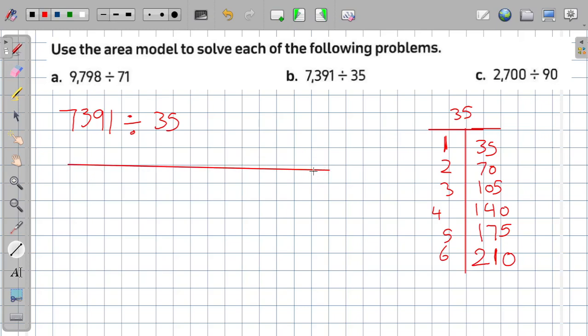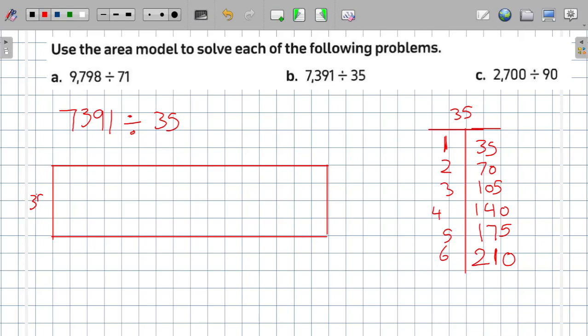Okay, so let's make our model like this. This is the first side, this is the second side, this is the third side, and this is the fourth side. So for the first step, I will write our divisor here. I have 35, and I will write the dividend in the first part here: 7,391.